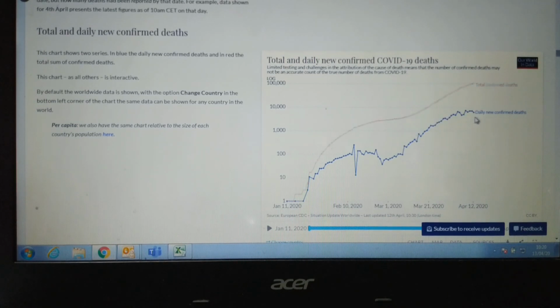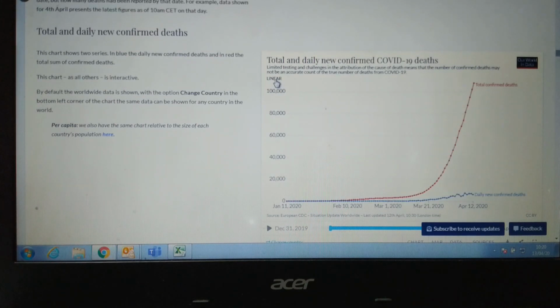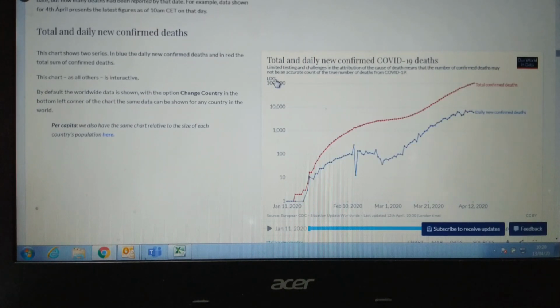So if you look carefully, the slope of this and the slope of this is more or less the same, which was not prominent in the linear scale graph. So now I have switched to log scale graph and we can see these changes.